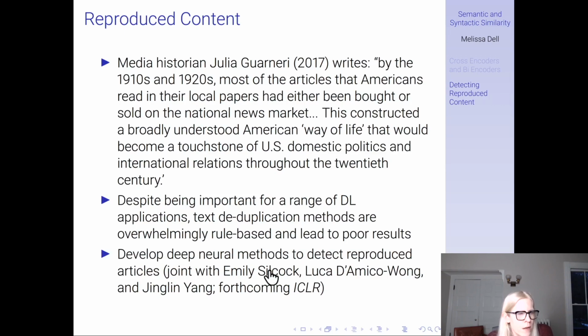Despite being important for a range of deep learning applications, text deduplication methods are overwhelmingly rule-based and tend to lead to poor results, at least on this particular problem. And so along with Emily Silcock, who's a pre-doc in our lab, and Luca D'Amico Wong, who's an undergrad at Harvard, and Jinglin Yang, who's now a first-year econ PhD student at Berkeley, we developed deep neural methods to detect reproduced articles, in work that's forthcoming in ICLR.